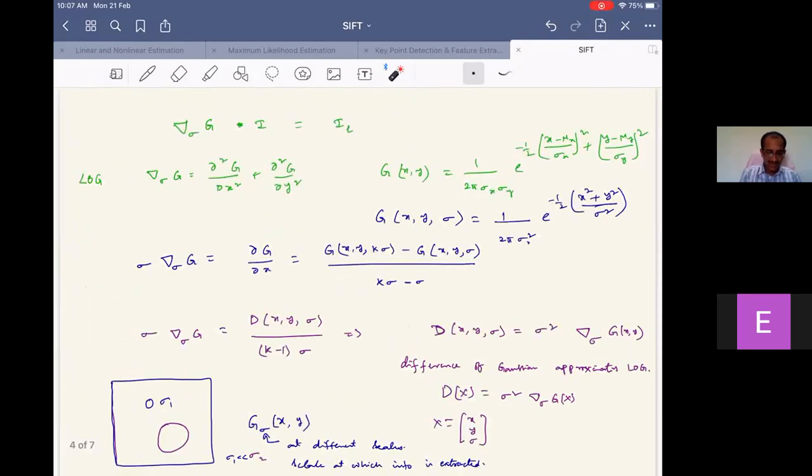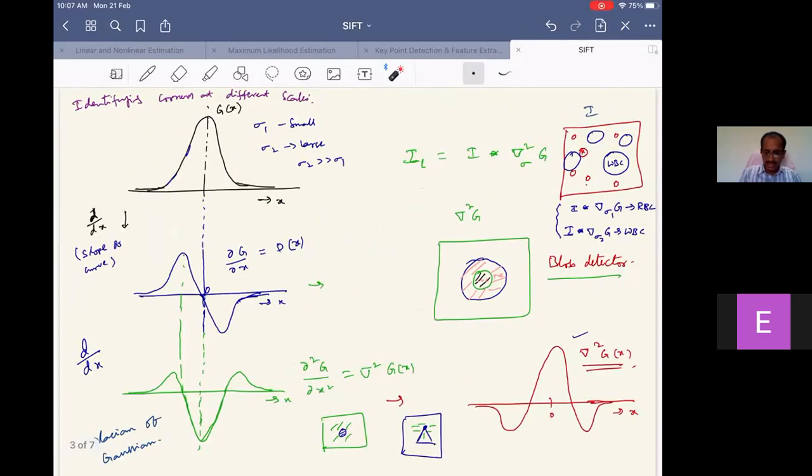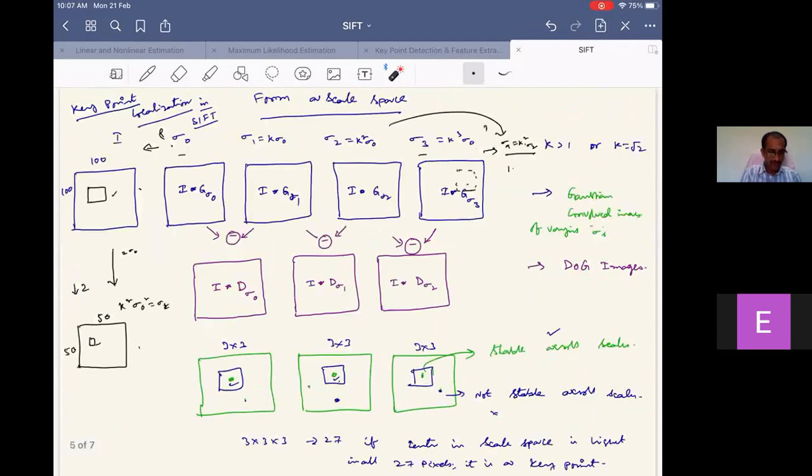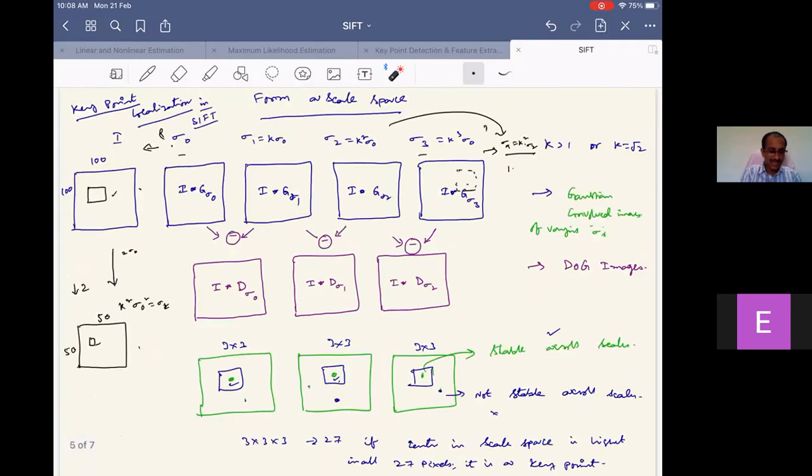In the previous class, we have discussed that scale invariant feature transform has four steps mainly. The first step is identifying the key points, localizing the key points. And then the second step is to eliminate the outliers and edge points. So once we identify several key locations as possible key points, all may not be really good key points for matching across images. So we would like to see which are very prominent key points or robust key points that can be matched across images. So that is the next step.